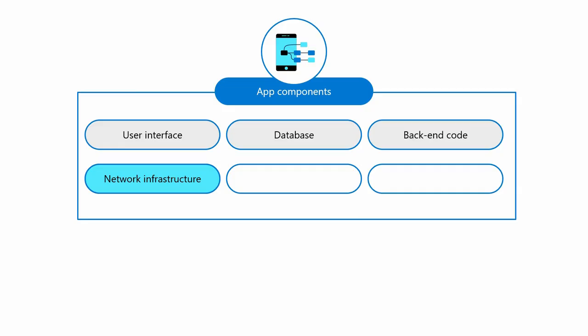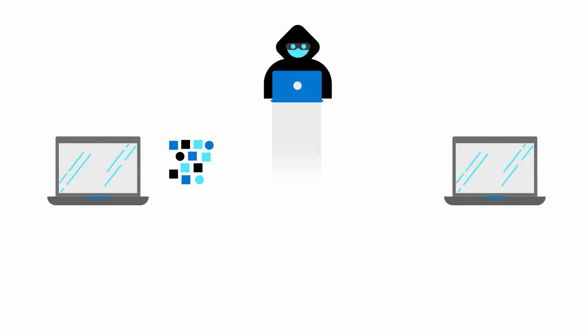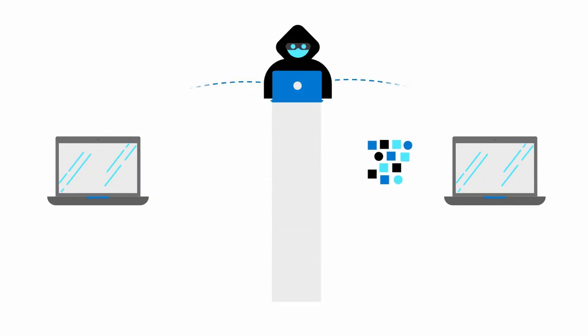The network infrastructure is another component. This includes the network that the application is connected to, as well as the servers and routers that are used to route traffic to and from the application. How could an attacker exploit weaknesses in the network infrastructure? An example is a man-in-the-middle attack, which enables unauthorized access or operational disruption of an application.